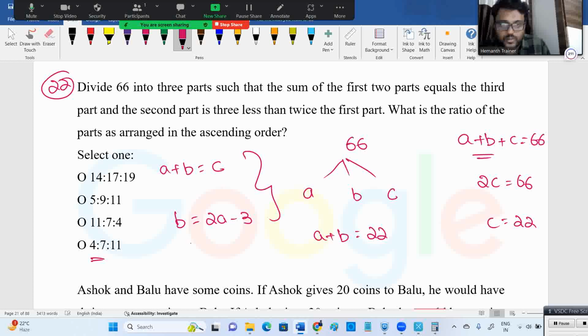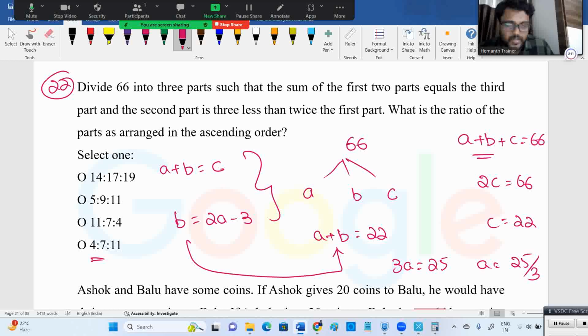And here B equal to 2A minus 3. If you substitute B as 2A minus 3, then 3A equal to 25. There is some mistake here. A equal to 25 divided by 3. Might be this should be 1 less than like that, because see, A is 25 by 3 we got. Then B will be, okay, 22 minus 25 by 3. 66 minus 25 is 41 divided by 3.